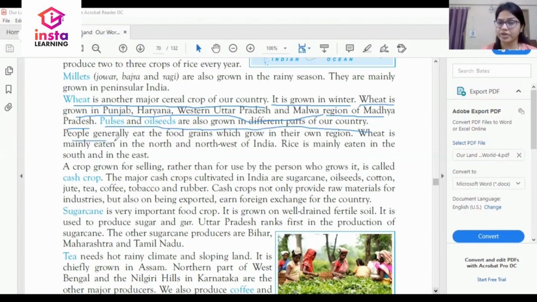So people generally eat food grains which grow in their own region. जो आपके region की famous चीजें होती हैं, लोग उसी को ज़्यादा खाते हैं. Wheat is mainly eaten in the north and northwest of India, and rice is mainly eaten in the south and in the east of India. A crop grown for selling rather than for use by the person who grows it is called a cash crop.